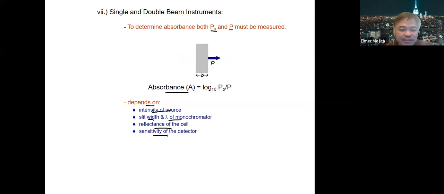Slit width, okay. Narrower, much better compared to the wider one. Narrower, that means the region of the wavelength is narrow. Now, if the slit width is bigger, so most likely there's a much bigger one. So, effect lang dito has something to do with the intensity. Okay, the narrower one, less intense compared to the wider one. And then reflectance of the cell, that's why you want it to be transparent, and then you want the detector to be sensitive. So this is a Spectronic 20.